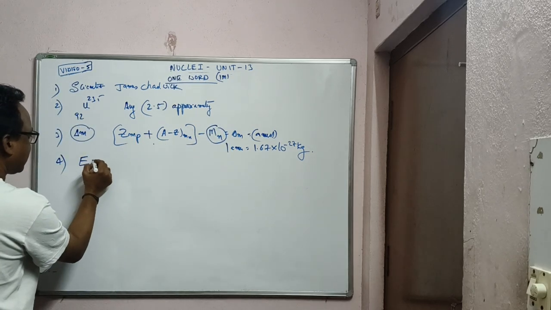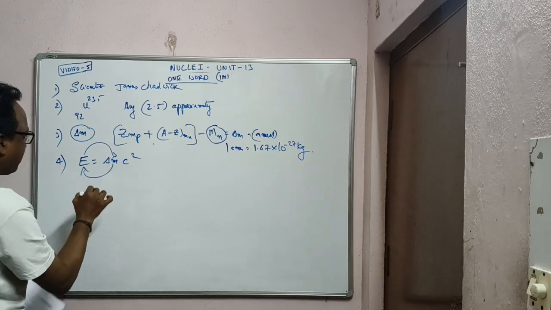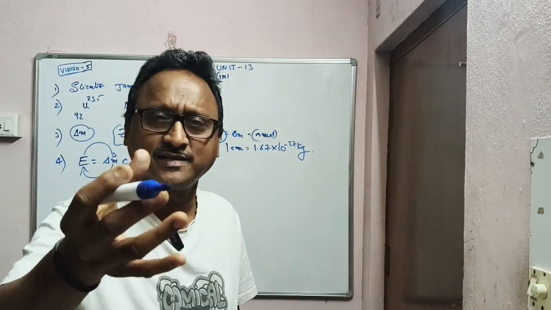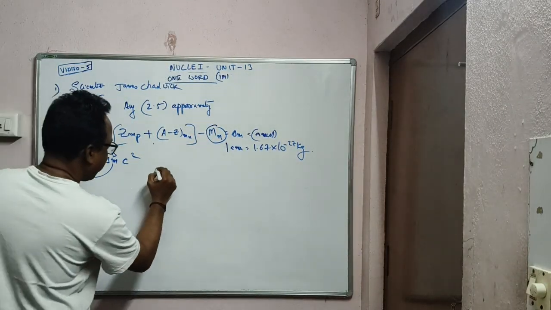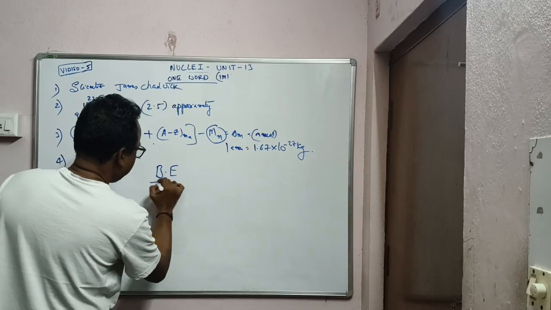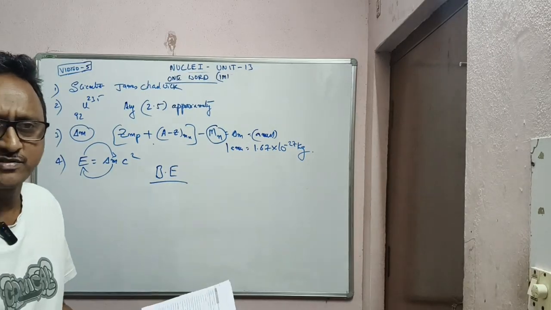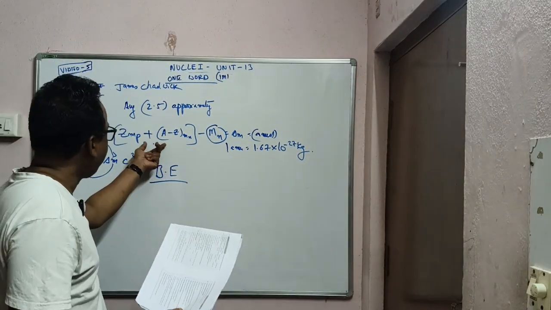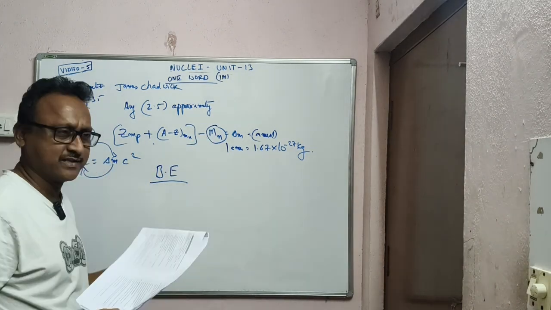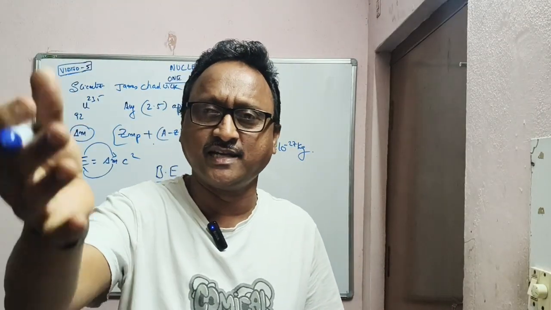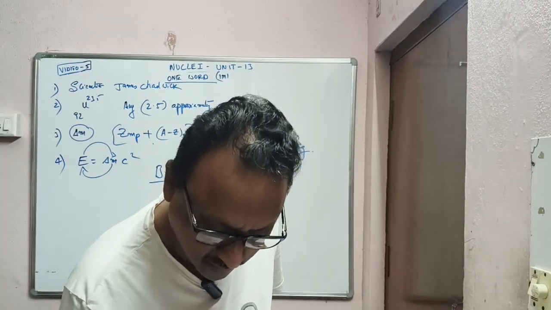What is Einstein's equation? E is equal to mc square. Energy can be converted into mass, mass can be converted into energy. So some portion of mass is converted into energy. What energy? Binding energy. Some portion of the mass is converted into energy, binding energy, to make the grip of the nucleons tight. Therefore the sum of the nucleon masses is greater than the stable nucleus mass. Mass is converted into energy, and that is binding energy, to hold the nucleons in a tight grip.